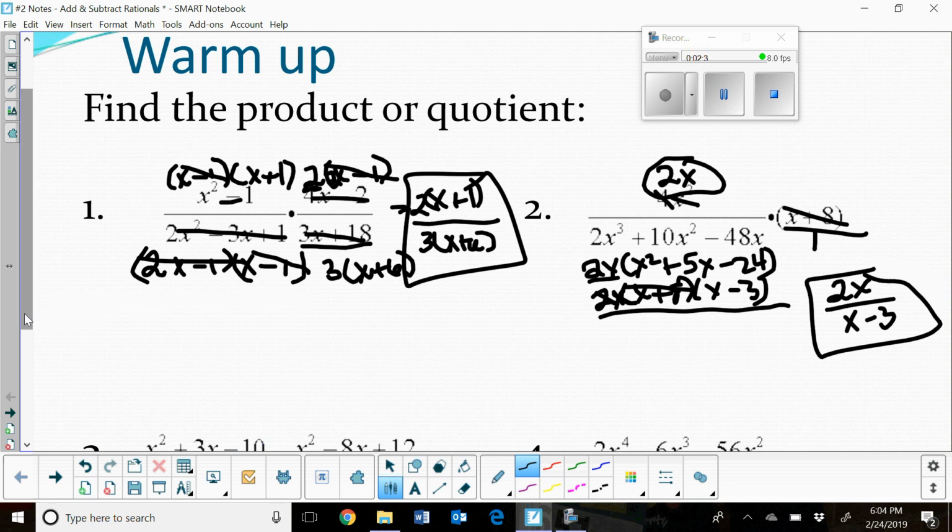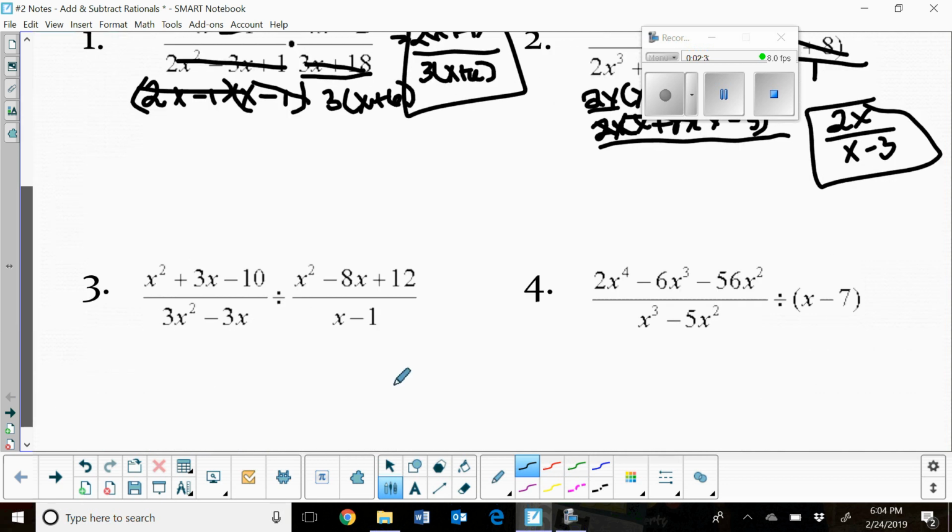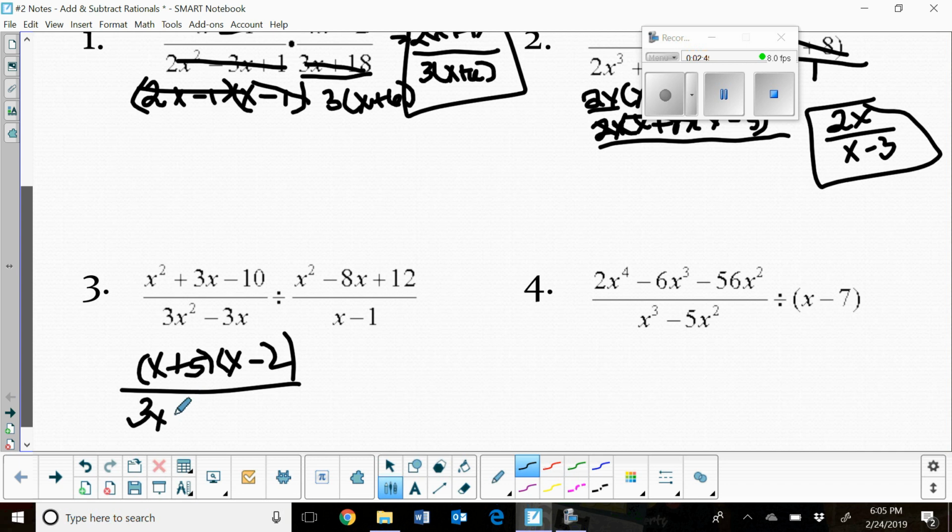Okay, now let's look at the other two. Okay, these are division problems. So remember, we keep, change, flip. So let's factor the top, an x plus 5 and x minus 2. In the denominator, I have a 3x times an x minus 1. And then over here, once I flip, I have an x minus 1 in the numerator. And then I'm going to factor to x minus 6, x minus 2.